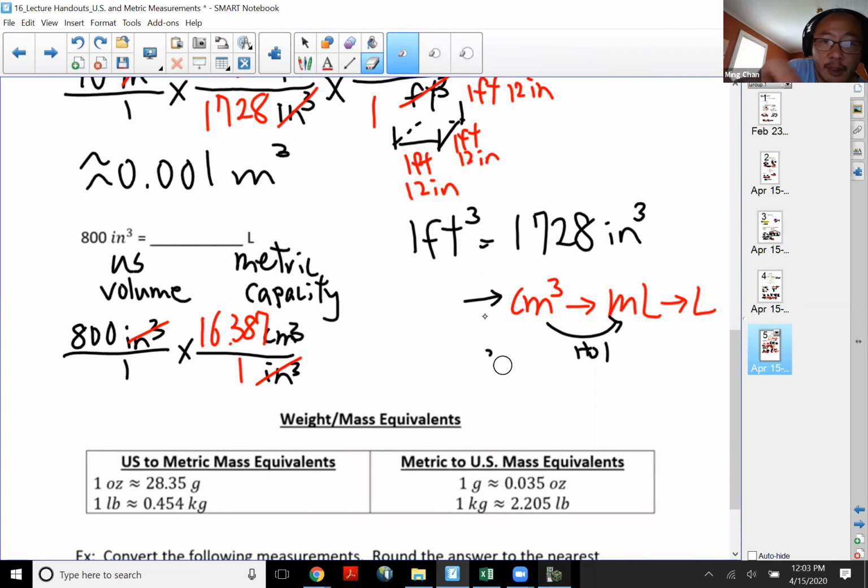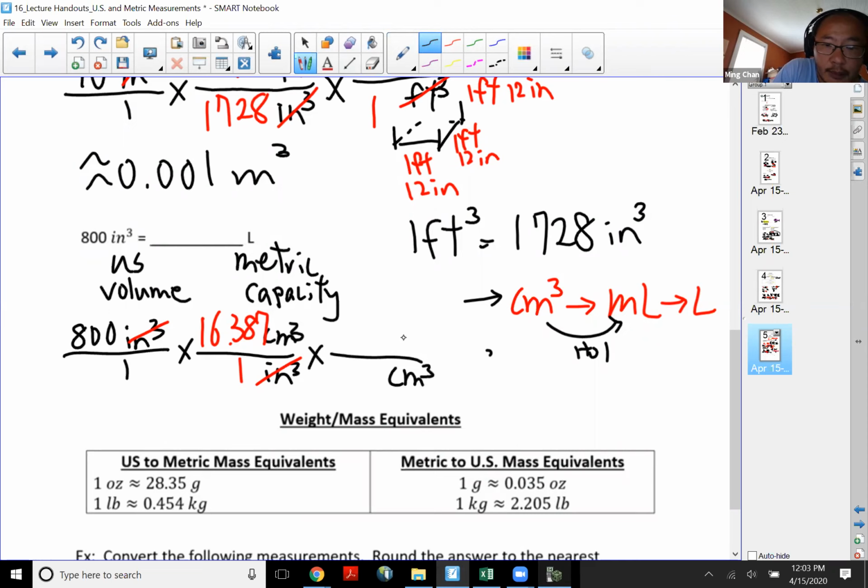If you don't believe me, we can just write it out. If I write it out, times, right? Put cubic centimeter down here, put milli up here. That's where we're going next. It's a 1-to-1 ratio. So 800 times this times 1 doesn't change the answer. So then that tells me that I'm reaching milliliters.